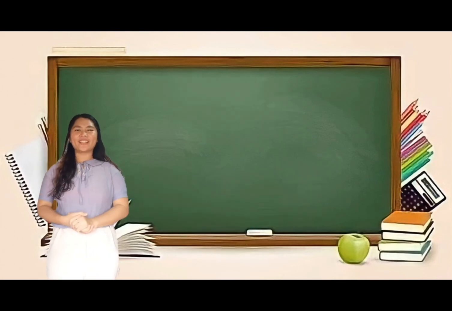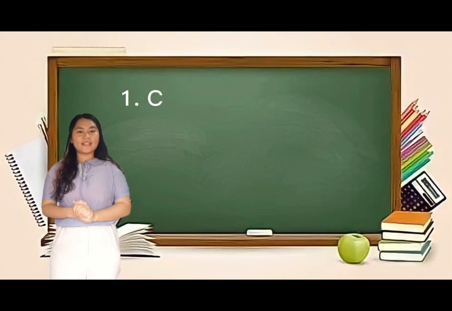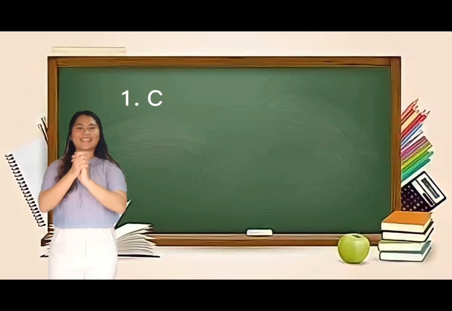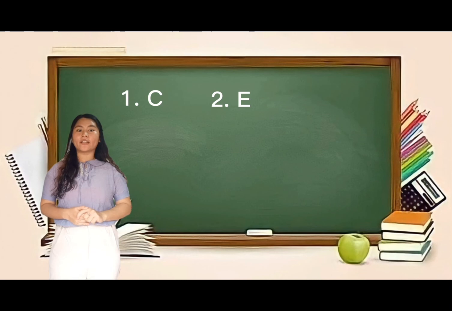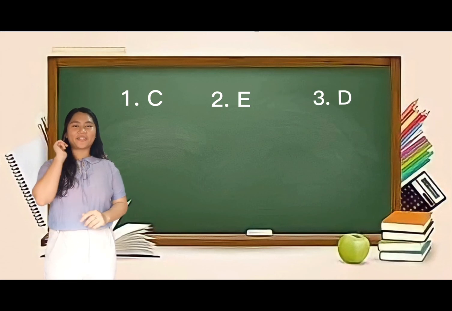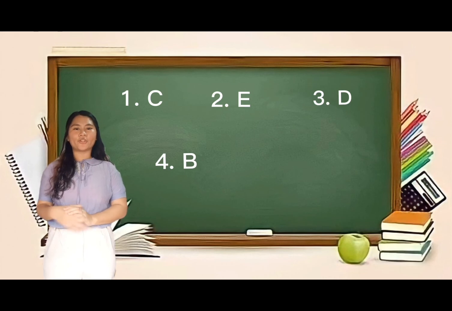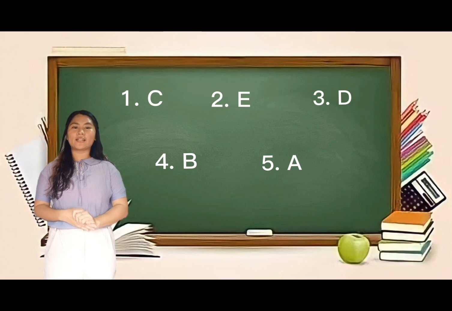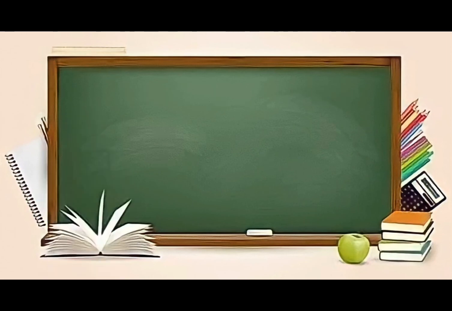Time's up. Now let's see whether you got a perfect score. Number 1, if your answer is letter C, fantastic, you are correct. Number 2, if your answer is letter E, great, you got it right. Number 3. If your answer is letter D, you are correct. For number 4, if your answer is letter B, you're right. And for the last, number 5, if your answer is letter A, very good, you got a perfect score.